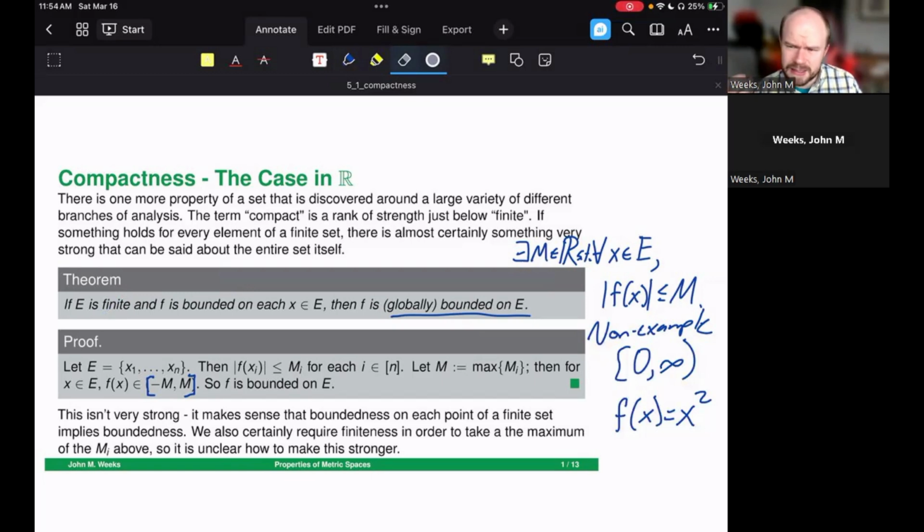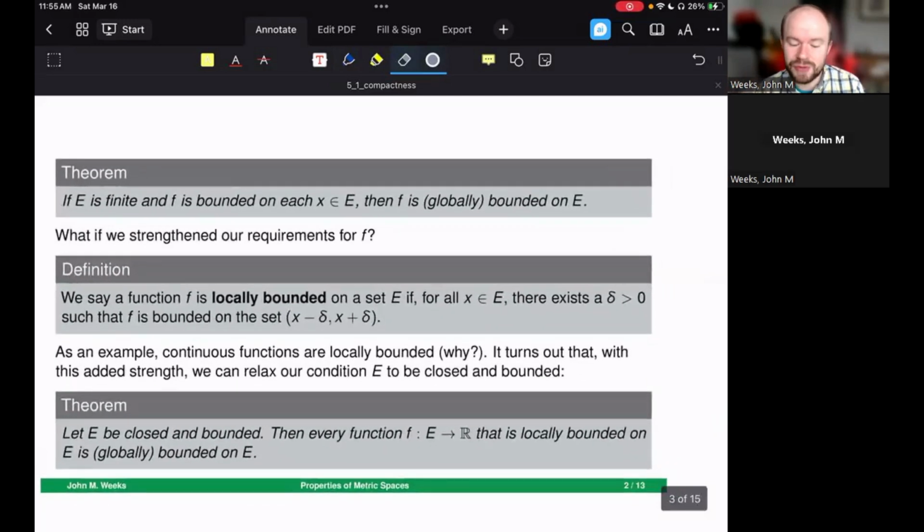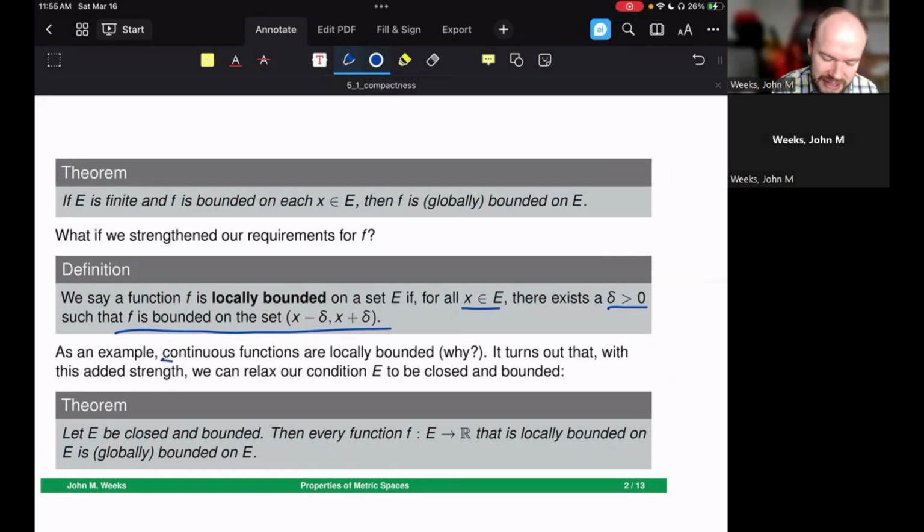But gratefully, we're not typically just concerned with arbitrary functions. We usually want our functions to have a level of niceness to them. Oftentimes, we ask them to be maybe this definition of locally bounded. We could say a function f is locally bounded on a set E if for all x in E, there exists a delta greater than 0 so that f is bounded on the open interval centered at x of radius delta. As an example, continuous functions satisfy this definition.